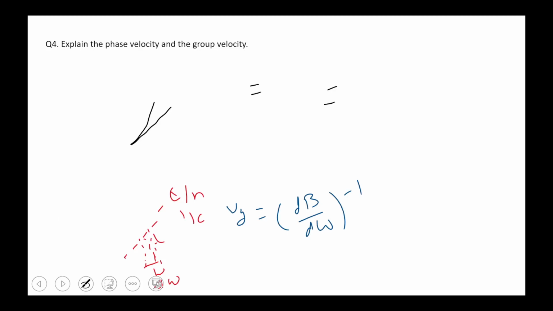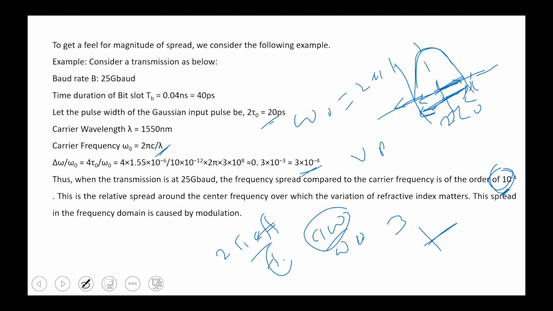Sir, I have one more doubt. Can I ask right now? Yes. Sir, if we have a critical angle of 80.4 degrees, theta c = 80.4 degrees, yes sir.